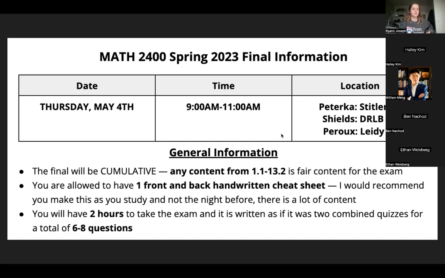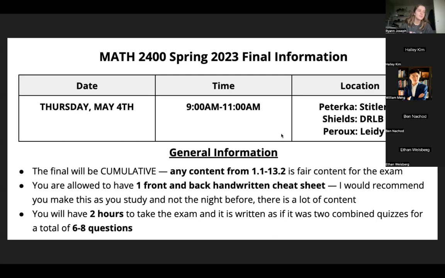The final will be cumulative. Any content from 1.1 through 13.2 is fair game, except for the specific questions that are not going to be asked, which to note would be in week 8, we're not doing PCA with SVD, as well as in week 10. Week 10, lots of the content was removed. It's just Cauchy-Euler equations. There's no planetary motion, physics, etc.